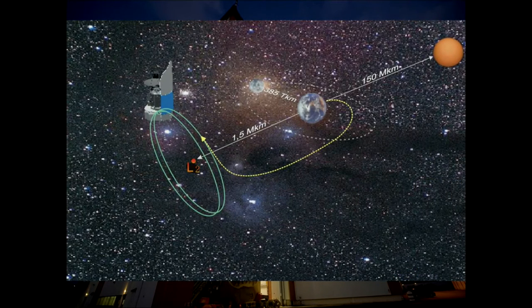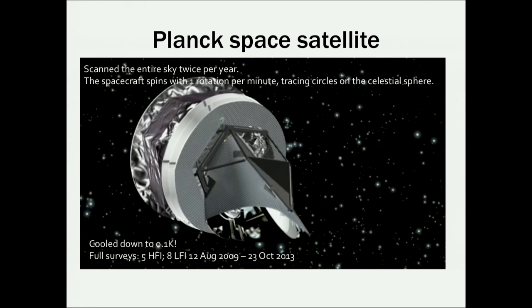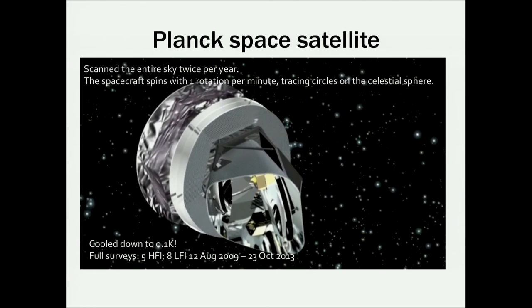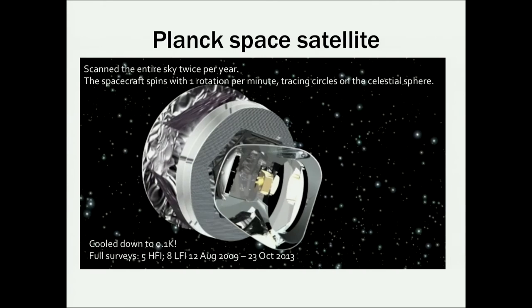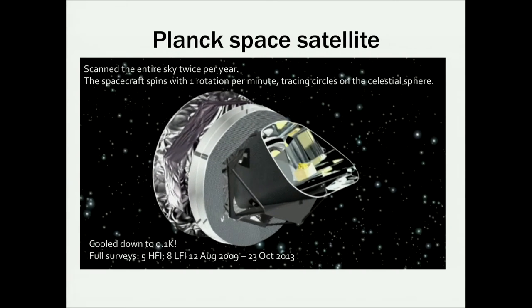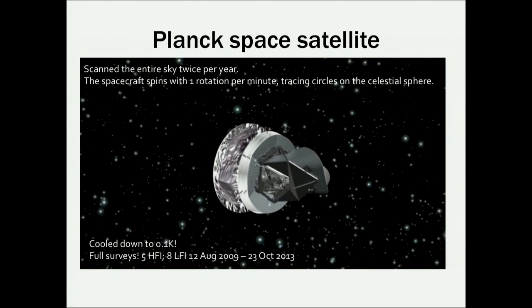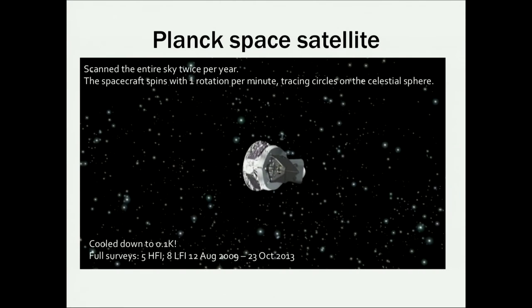It was sent 1.5 million kilometers away from Earth, orbiting around the second Lagrangian point, somewhere again on the opposite side with respect to the Sun, and it scanned the entire sky twice per year. So the spacecraft spins with one rotation per minute, and it traces circles in the sky, observing the radiation in all directions at different frequencies.